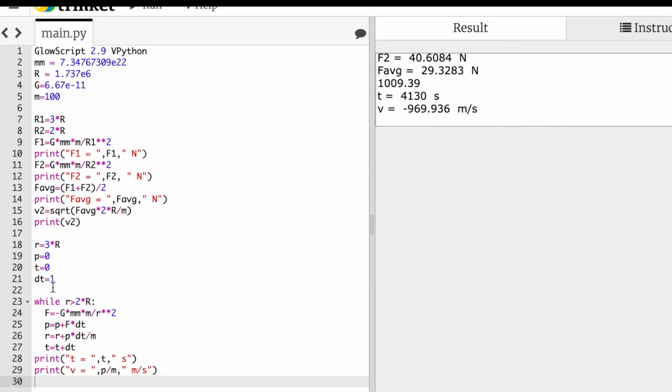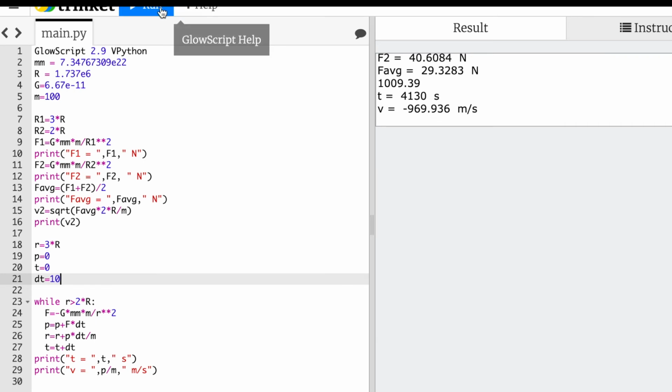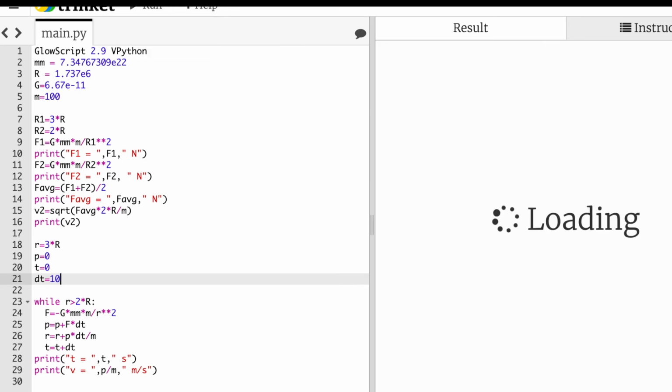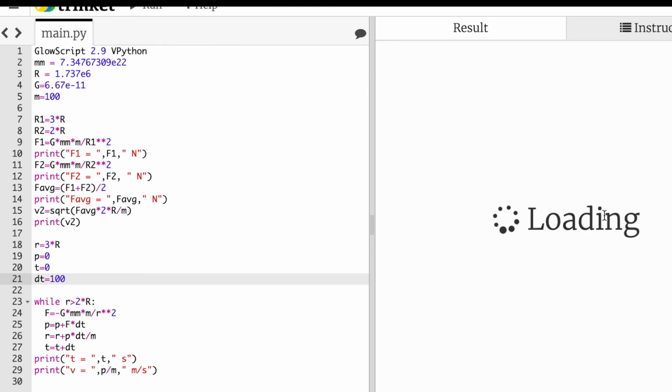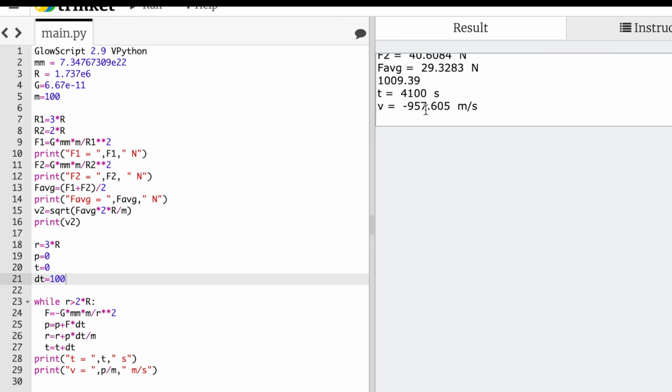Let's just check one thing. What if I make my time interval 10? Let's see what happens to my final velocity. Okay, it didn't really change, right? That tells me that 1 second was plenty big enough. 10 seconds is plenty big enough. If I change that to 100, I'll probably still get a pretty good answer. But you'll notice how easy it is to change this stuff. See? It's still pretty good. I'm kind of impressed, actually.